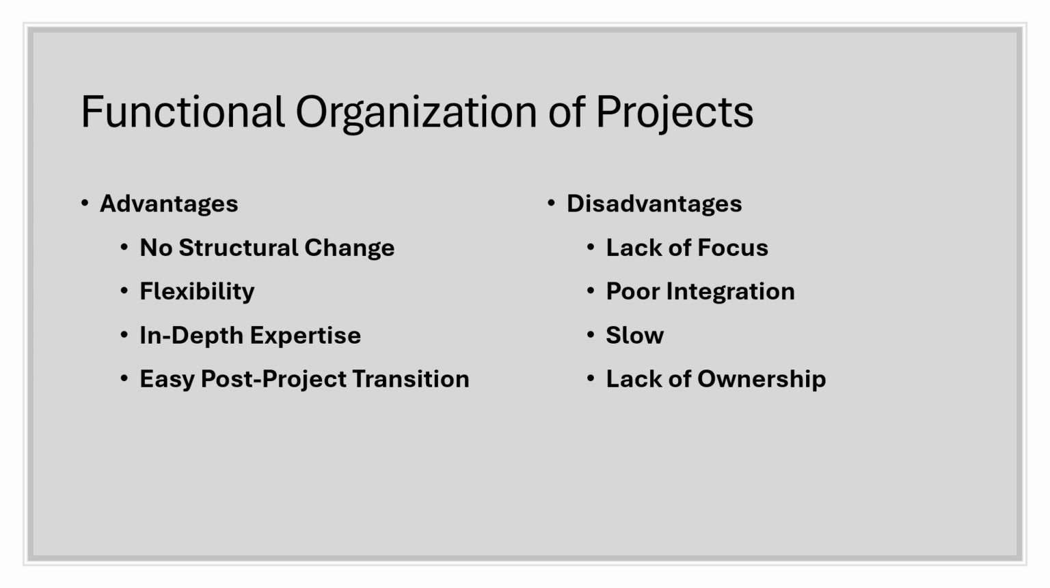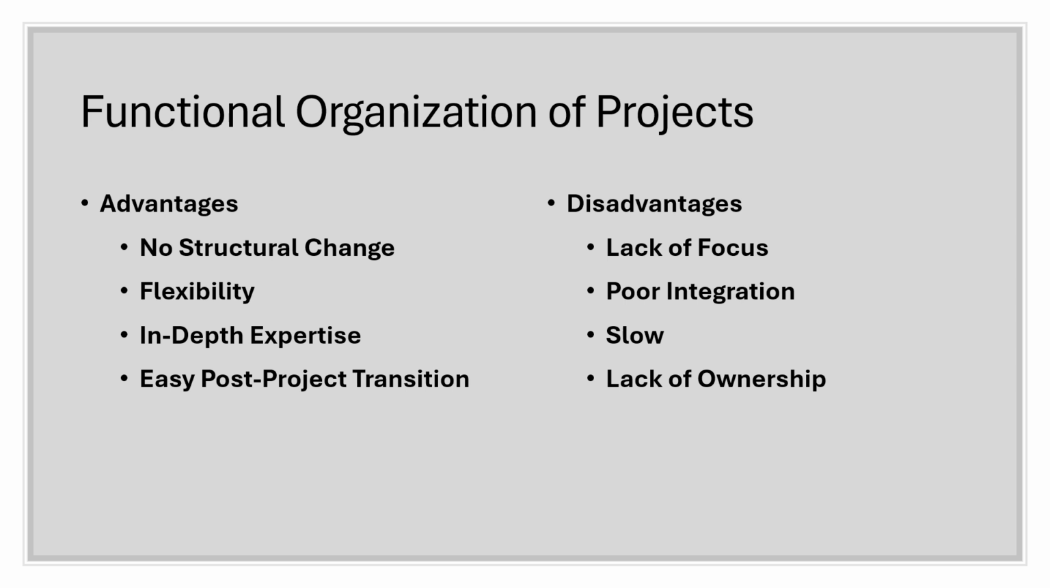There are advantages and disadvantages to using the existing functional organization to manage projects. The major advantages are, for example, no structural change, or flexibility, and easy post-project transitions. Projects are completely within the basic functional structure of the parent organization. Therefore, there is no radical alteration in the design and operation of the parent organization, such as in the tool development case we mentioned earlier. Also, there is a lot of in-depth expertise in using this structure. If the scope of the project is narrow and the proper functional unit is assigned primary responsibility, then in-depth expertise can be brought to bear on the most crucial aspects of the project.